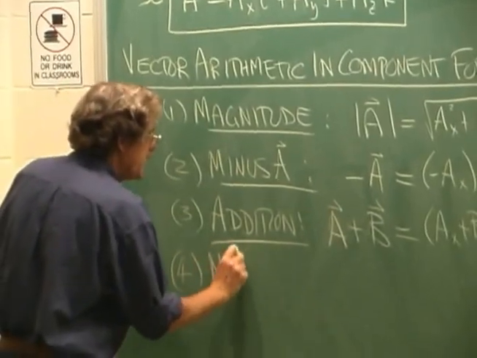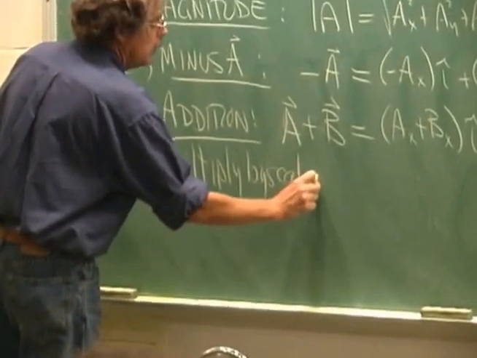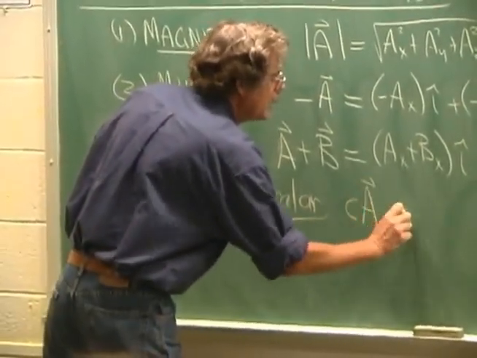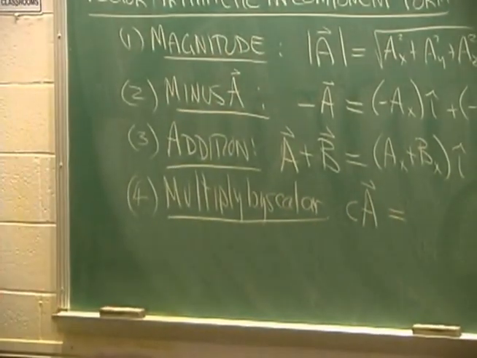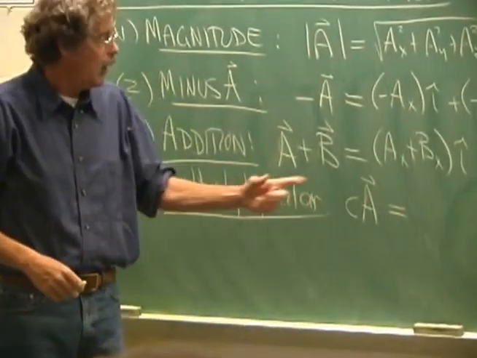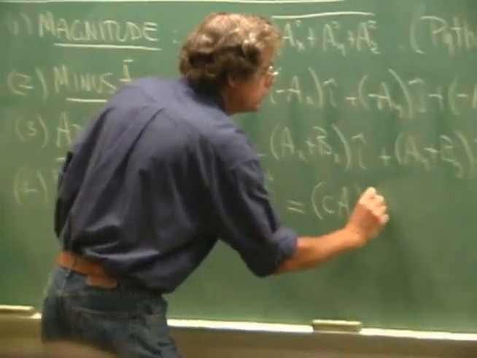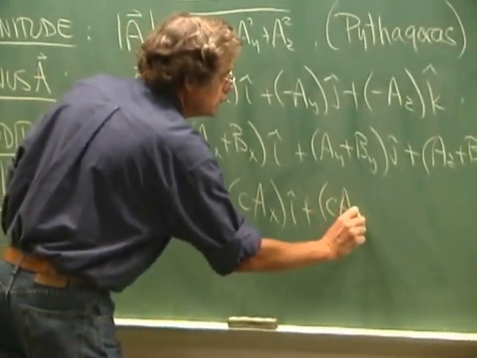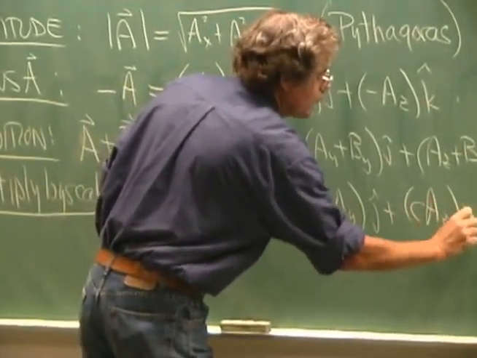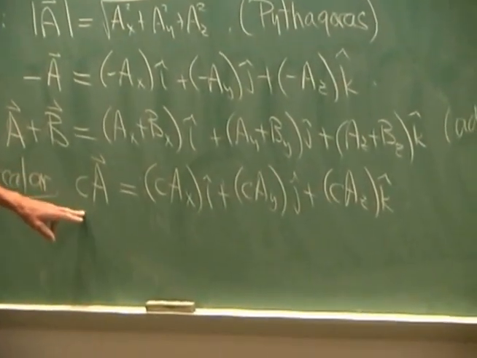Fourth, multiplication by a scalar. In component form, what would I mean by c times a? Remember that just extends the length of the vector by a factor of c, not changing the direction. It simply multiplies each of the components. Multiply each component by the scalar out in front.